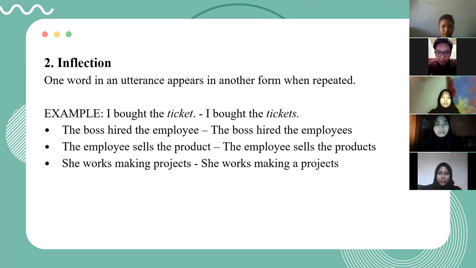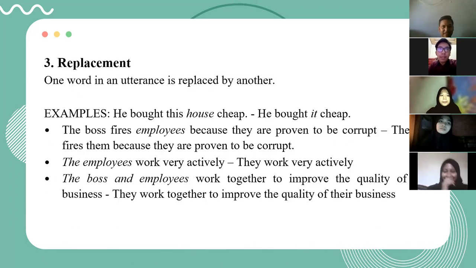Okay. Now repeat after me again. The boss hired the employee. The boss hired the employees. Nice. The employee sells the product. The employee sells the products. Nice. She works making projects. Nice. Then we move up to our third types of learning.